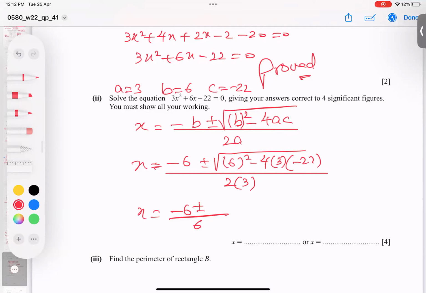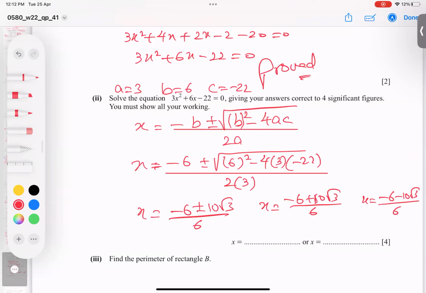That is important. 36 plus 12 times 22 is coming 300. And take a root, and 10 root 3 is coming. Now split. Splitting means negative 6 plus 10 root 3 over 6, and negative 6 minus 10 root 3 over 6. So I hope it is clear.